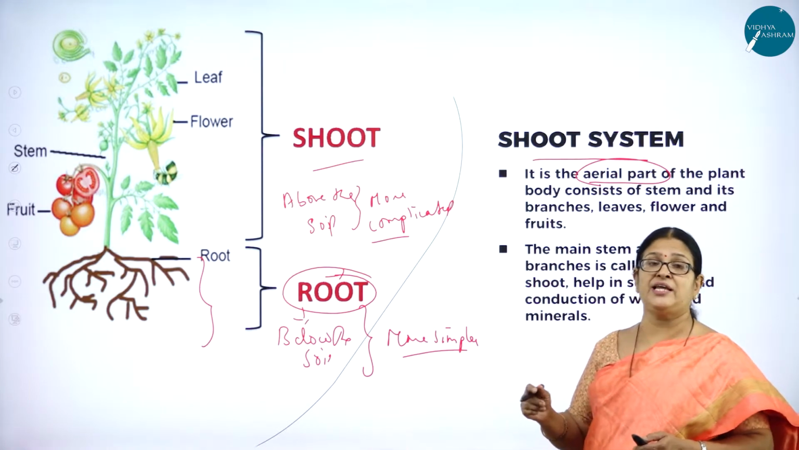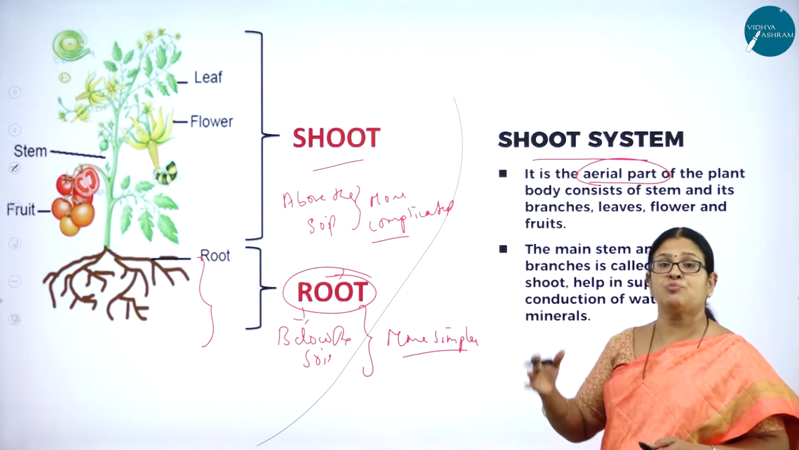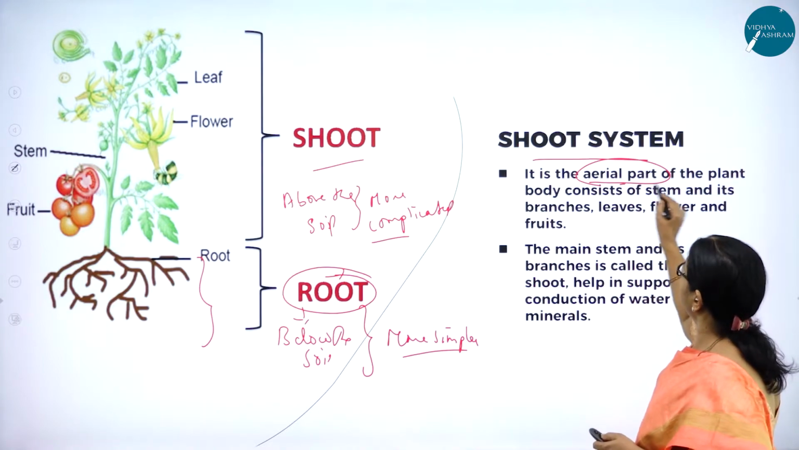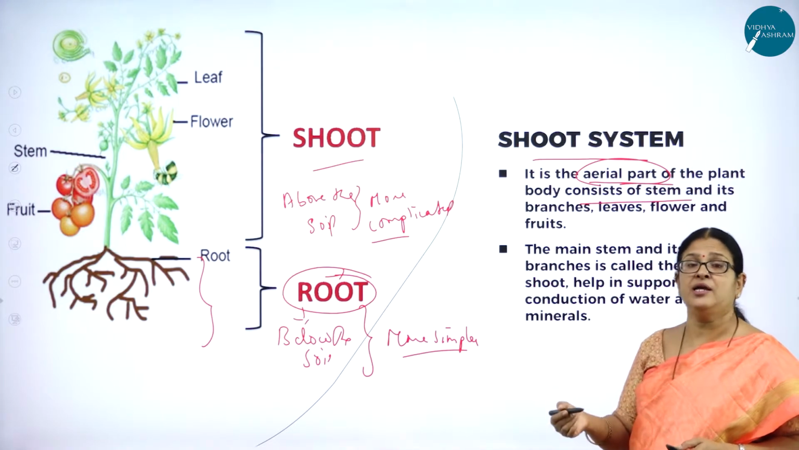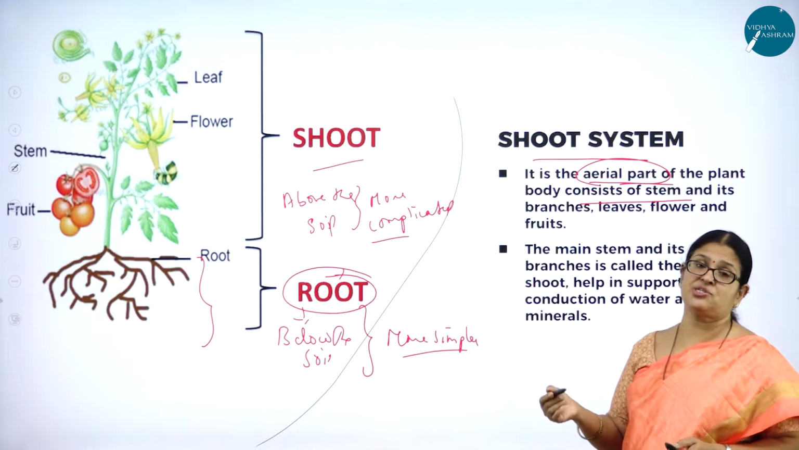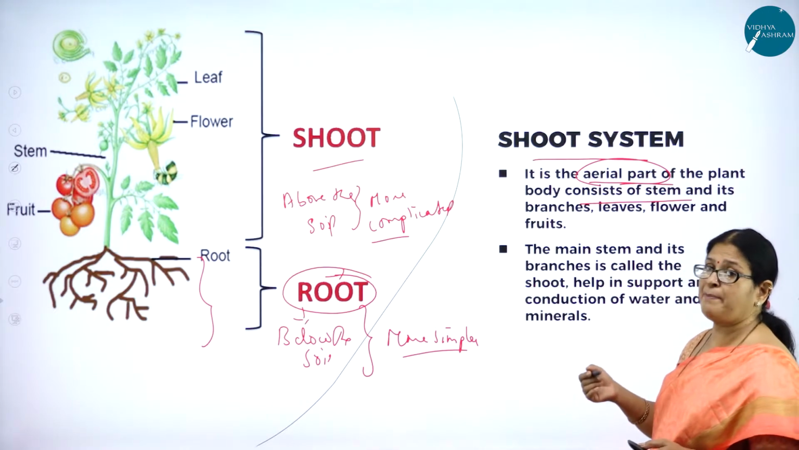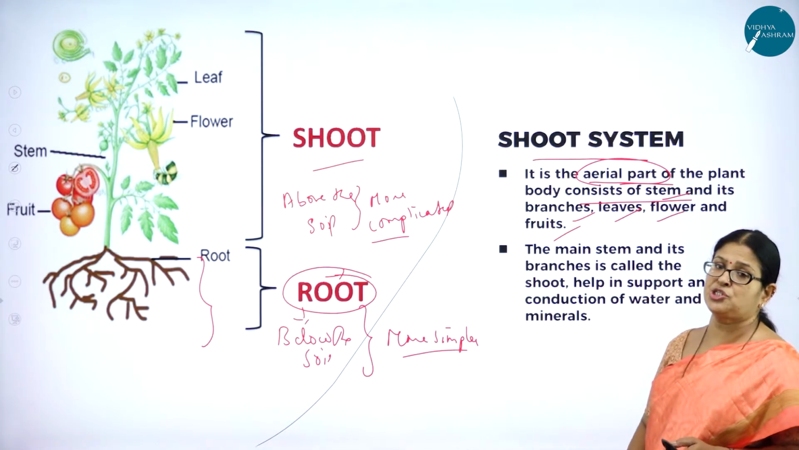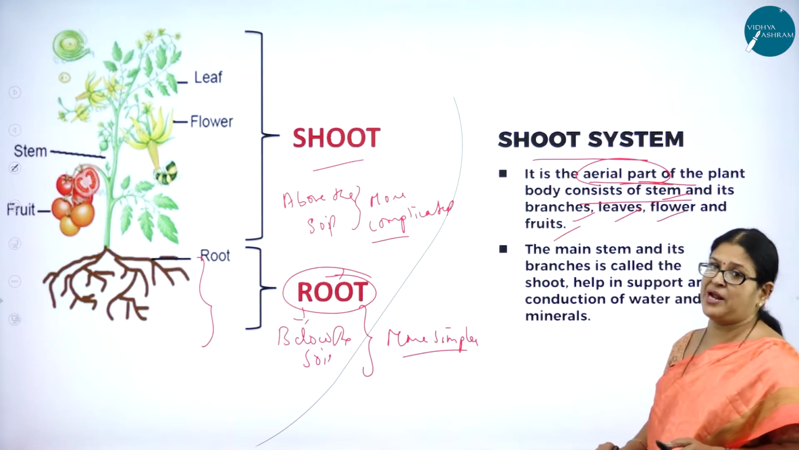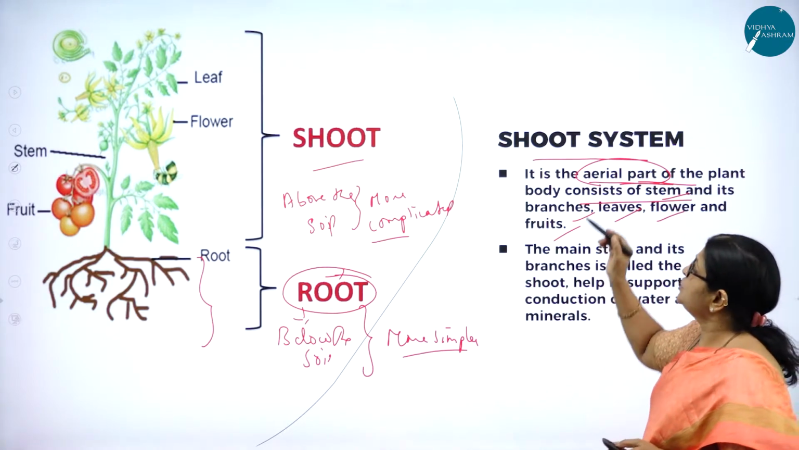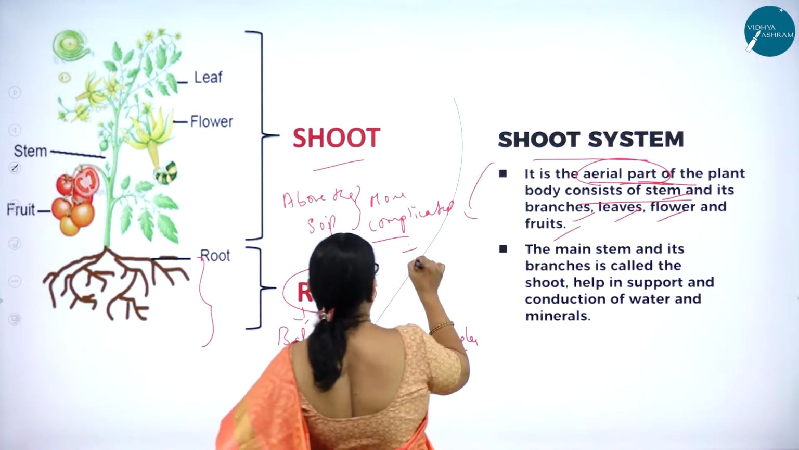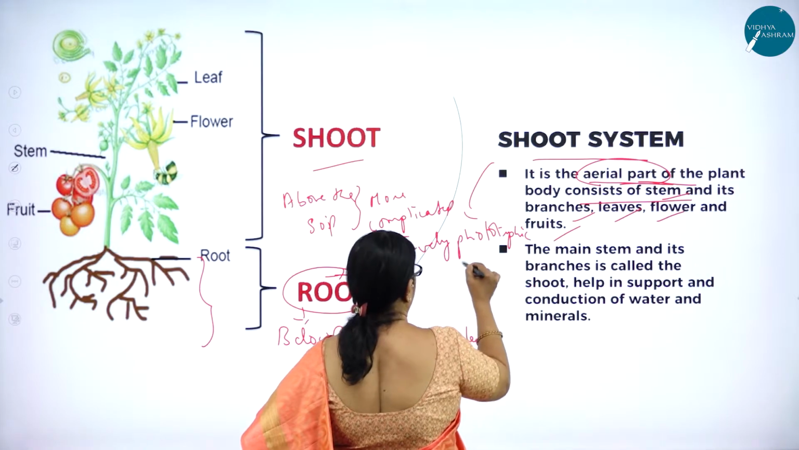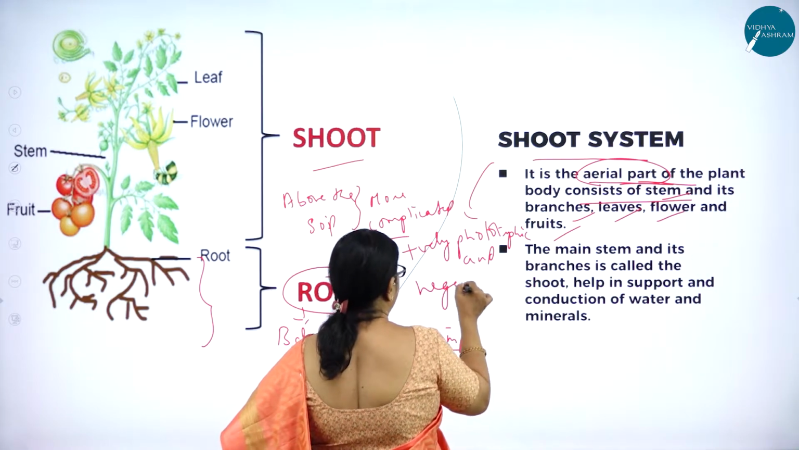Why do we call it aerial? The part which grows above the soil. Most of the parts of the shoot system are above the soil, hence the name aerial part of the plant body, which consists of what? As I said, when compared to the root system, shoot system is more complicated, having many parts involved like the stem, branches, leaves, flowers and fruits. So what is a shoot system? It is the aerial part of the plant body which grows above the soil, and shoot system is positively phototropic and negatively geotropic.